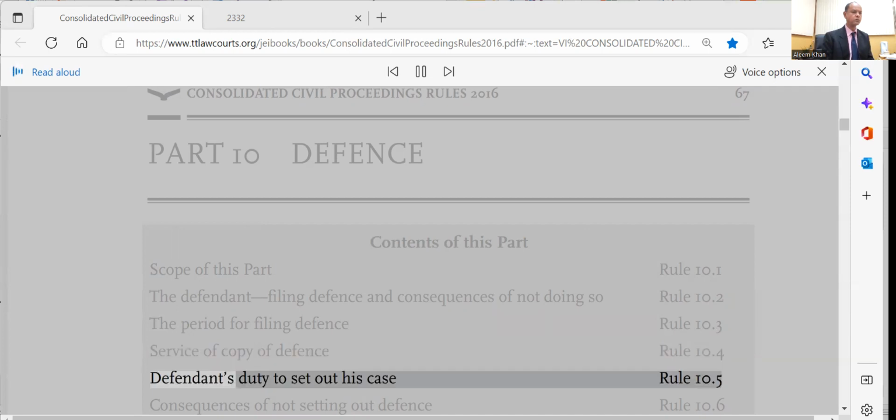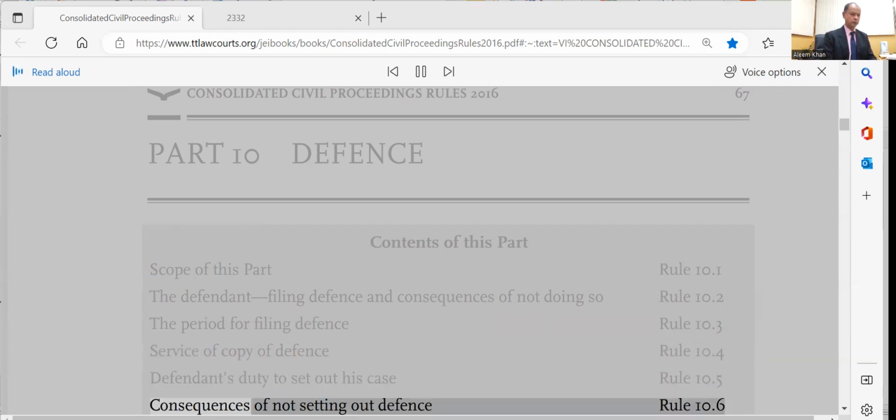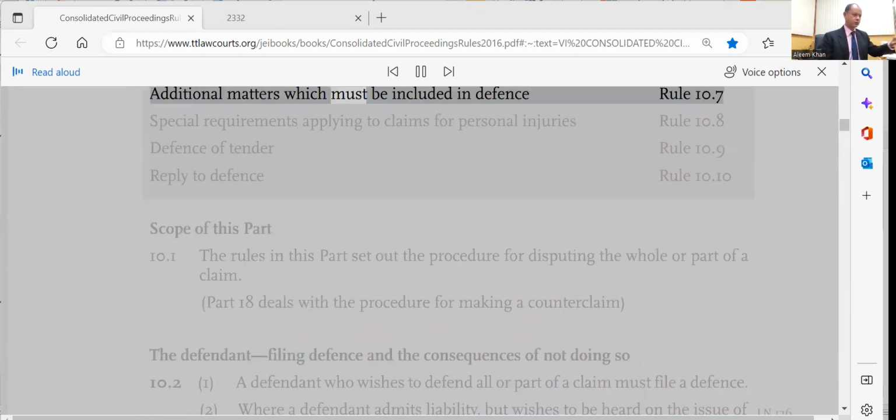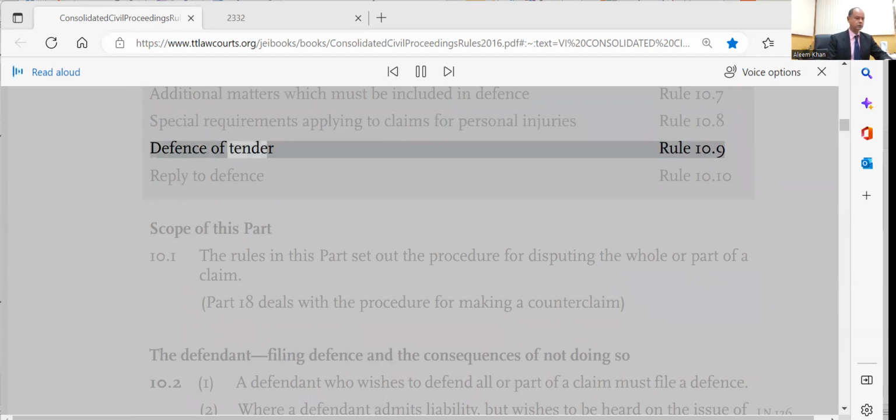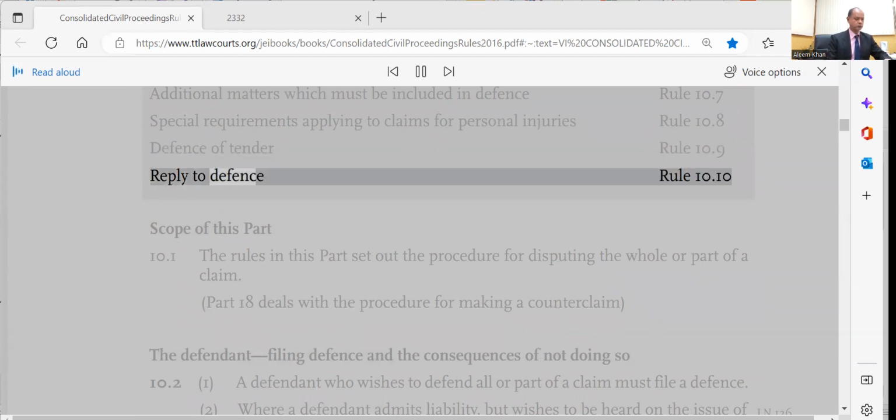Rule 10.4 Defendant's duty to set out his case. Rule 10.5 Consequences of not setting out defense. Rule 10.6 Additional matters which must be included in defense. Rule 10.7 Special requirements applying to claims for personal injuries. Rule 10.8 Defense of tender. Rule 10.9 Reply to defense. Rule 10.10 Scope of this part.